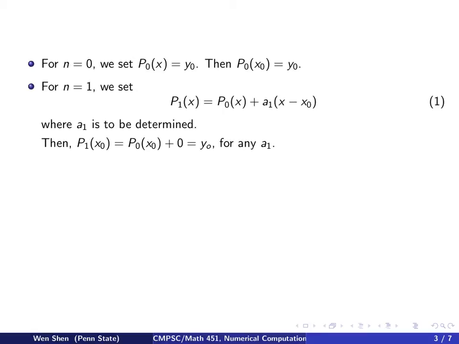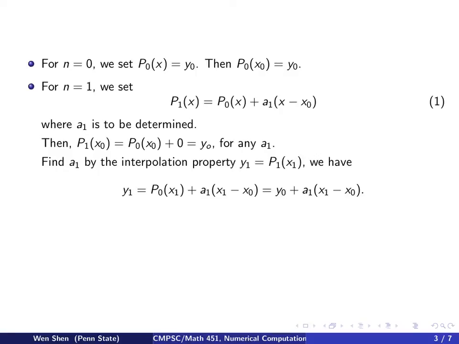We want the polynomial p1 to interpolate all the points that p0 interpolates. By using this special form, we see that p1 evaluated at x0 will simply equal p0 evaluated at x0 plus a1 times the additional term, which at x equals x0 gives a contribution of 0, so it doesn't change the data. So this will equal y0, which means p1 interpolates the data x0 and y0 for any a1 coefficient.